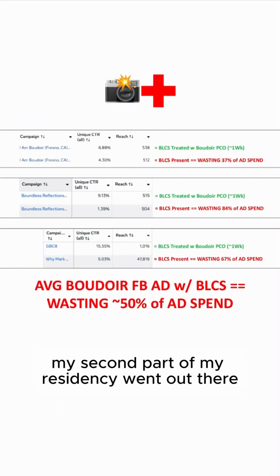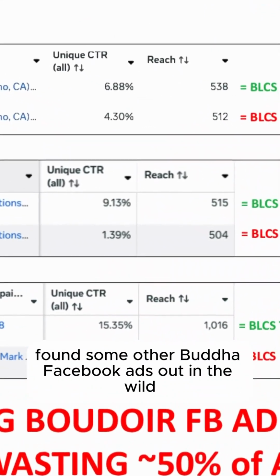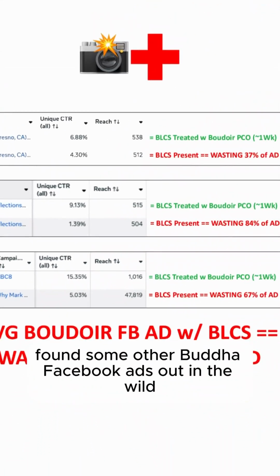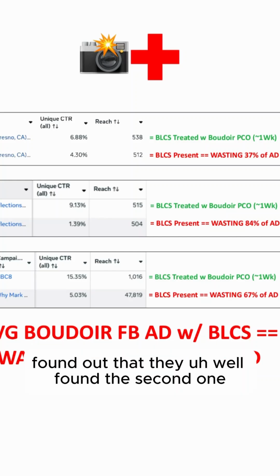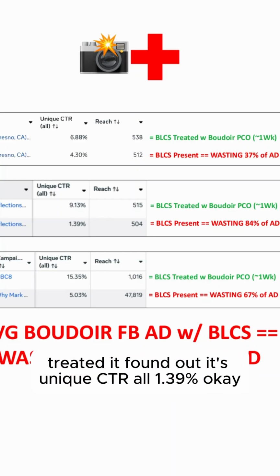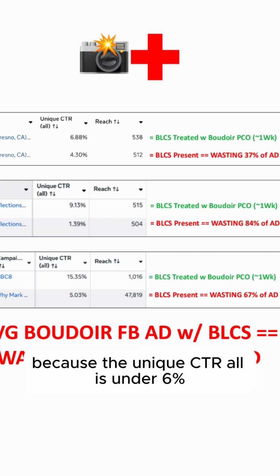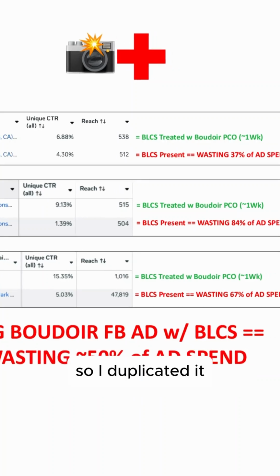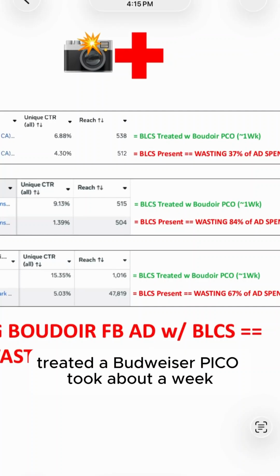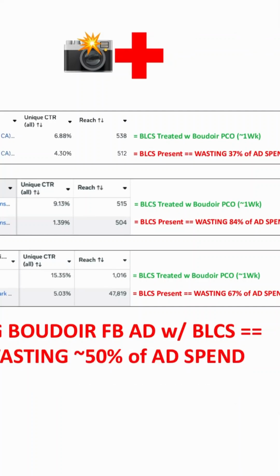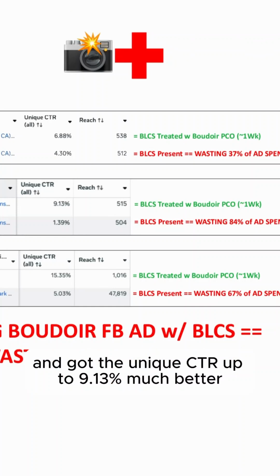All right, next we look at the second part of my residency. I went out there, found some other Boudoir Facebook ads out in the wild. Found the second one, brought it to the hospital, treated it, found out its unique CTRL was 1.39%. Okay, so we know that BLCS is present because the unique CTRL is under 6%. So I duplicated it, treated it with Boudoir Pico, took about a week, and got the unique CTRL up to 9.13%, much better.